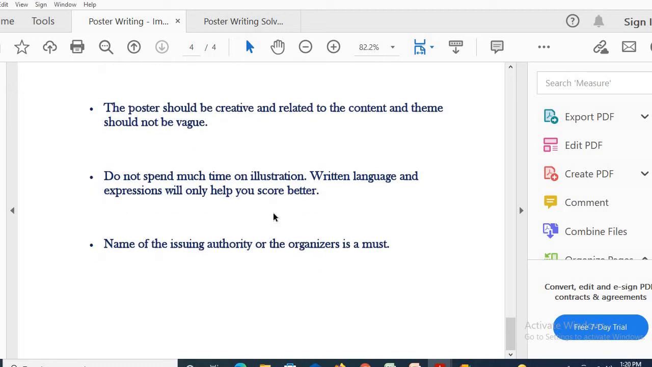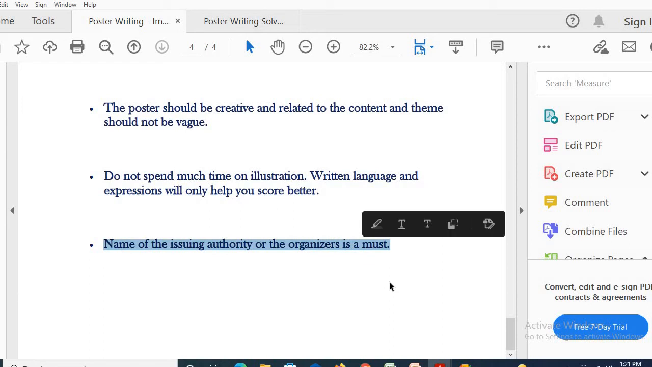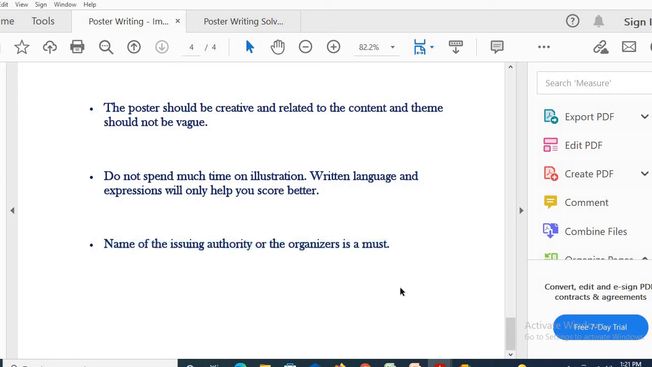Name of the issuing authority or the organizers is a must. Please don't forget this, because if you forget this and if you draw the box and then you submit your assignment, ultimately marks will be deducted. Otherwise, a poster is not affiliated. You have to make it authentic, right? And you have to make it affiliated. So, name of the issuing authority or the organizers must be given. Okay, it is a must.